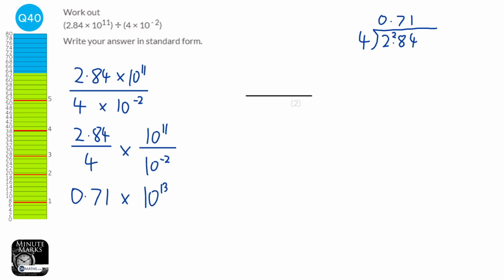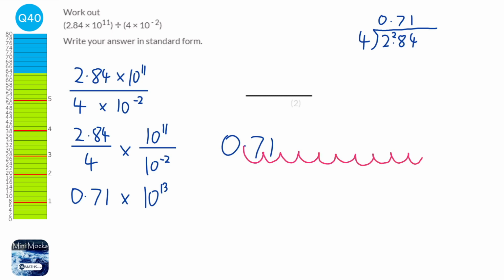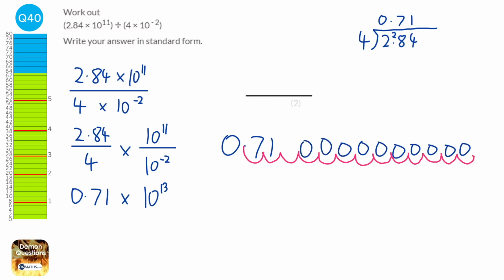Now we've got a bit of a problem here because standard form must have a number between 1 and 10, and not including 10, at this position here, and this is obviously less than 1, so we need to convert this into standard form. So what we can do is just write the number out again. So we'll write this as an actual number, so it's 10 to the power of 13, so it would be 1, 2, 3, 4, 5, 6, 7, 8, 9, 10, 11, 12, 13. Fill in the zeros. So it would be 7, 1 and all those zeros.